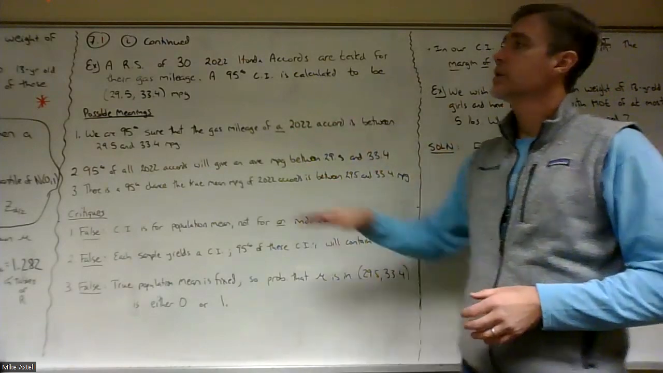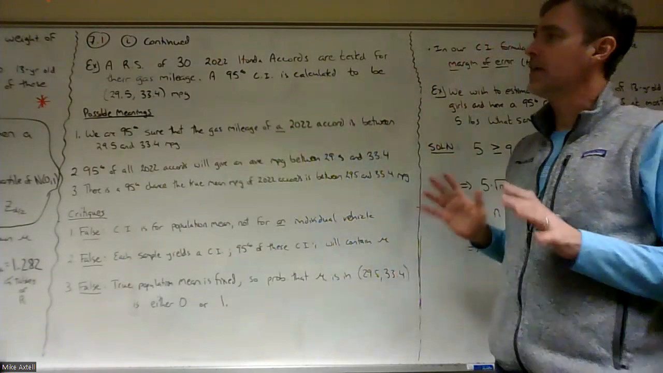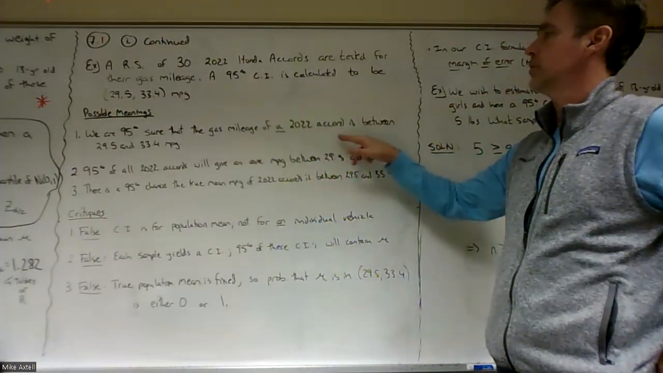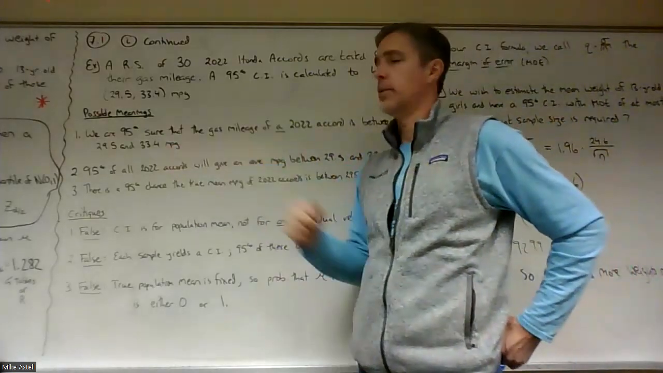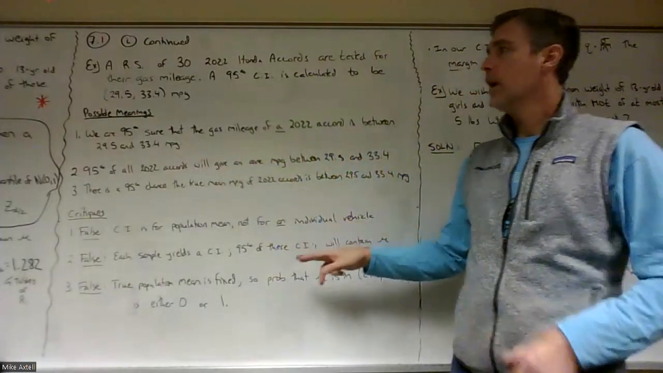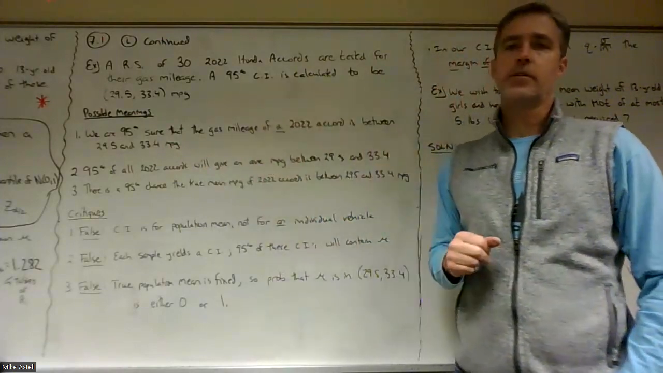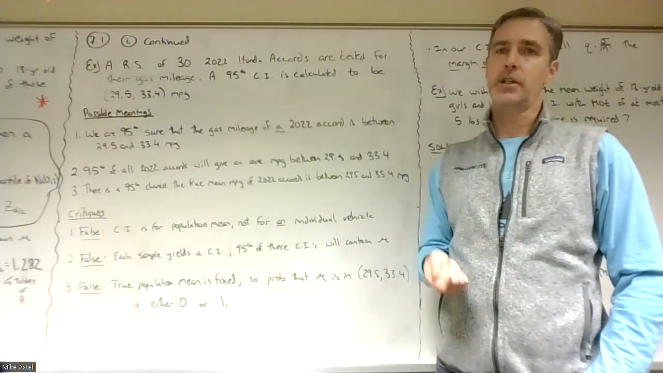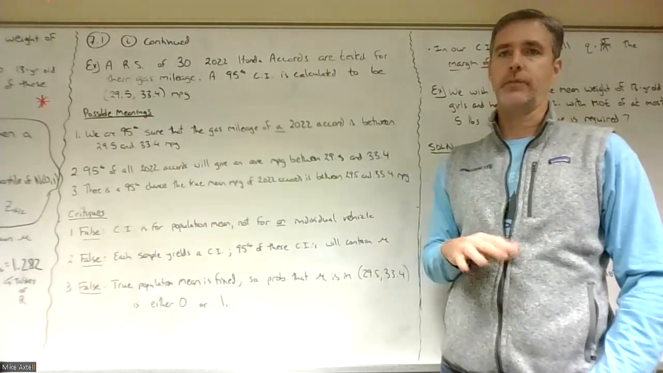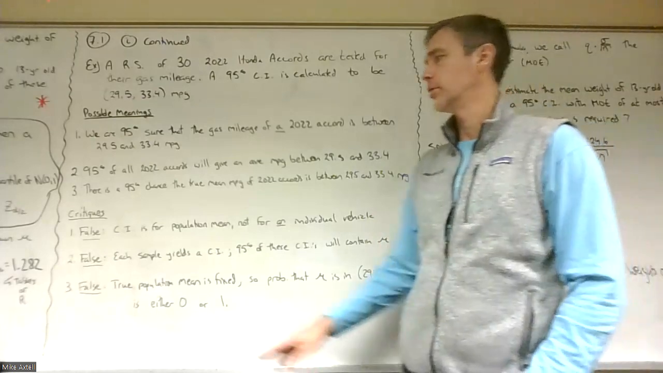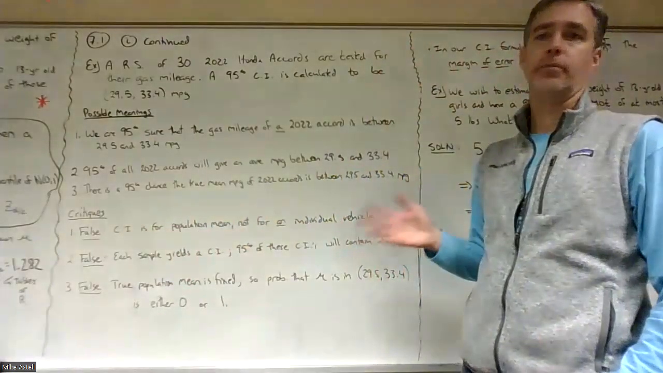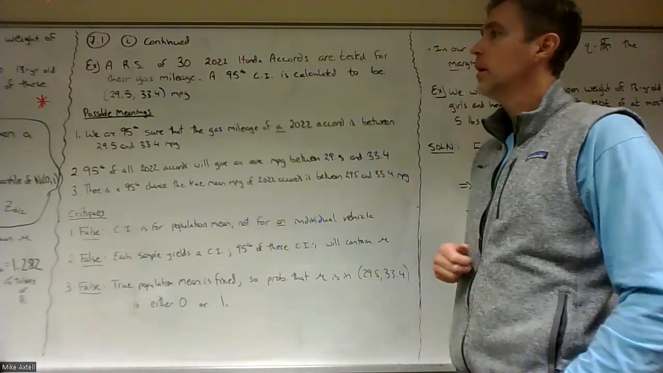I then have three possible meanings somebody might assume about that confidence interval, and we'll just dissect each one. So the first possible meaning is we are 95% sure that the gas mileage of a 2022 Accord is between 29.5 and 33.4 miles per gallon, okay? This statement is false, okay? The confidence interval refers to where we think the population mean is, not an individual vehicle. It's got virtually nothing to do with an individual vehicle. So the confidence interval is for the population mean, not for an individual vehicle, person, whatever, okay?